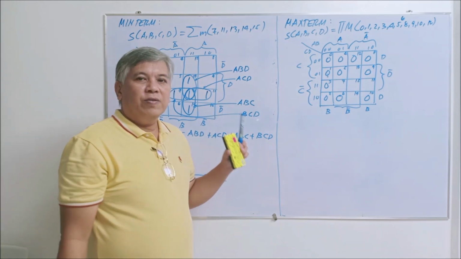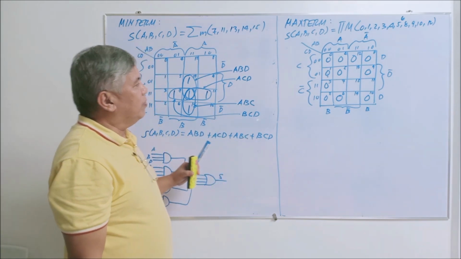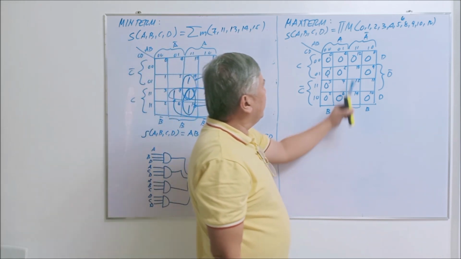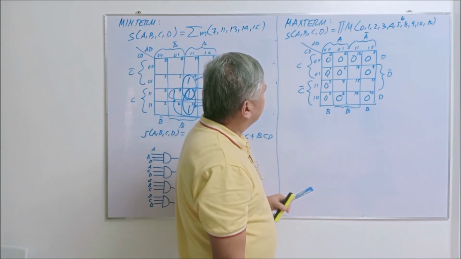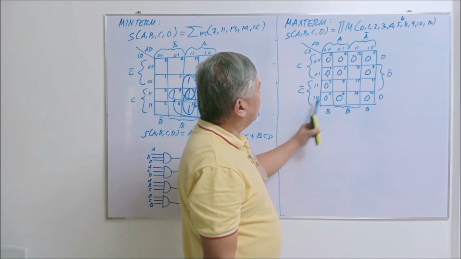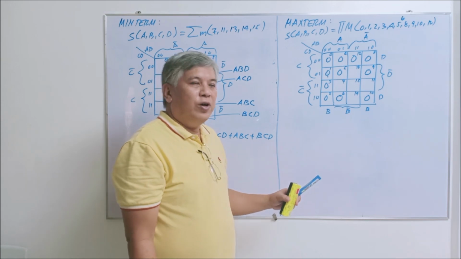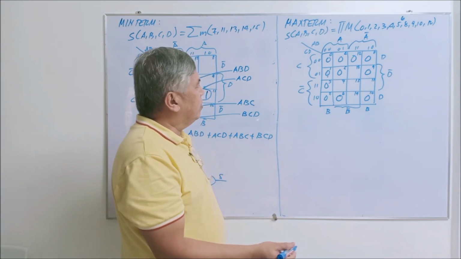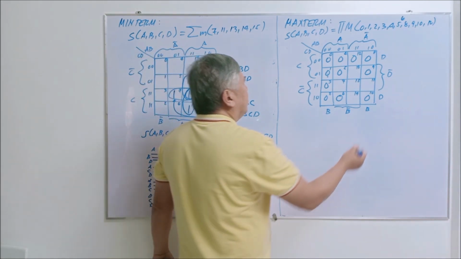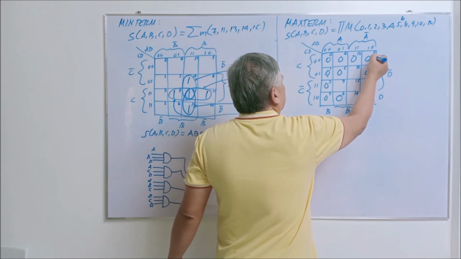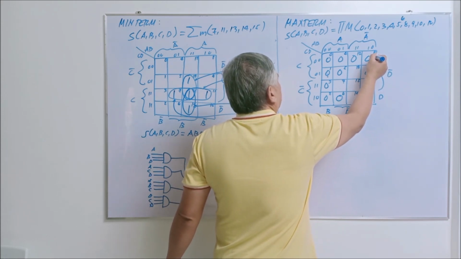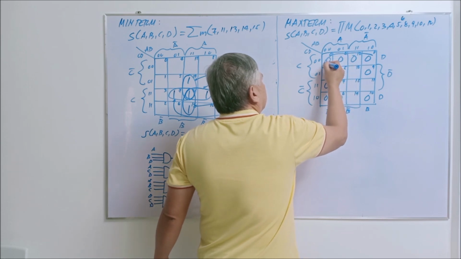8, 4, 2, 1. So we try to find 8 adjacent cells. Do we have any? I think there are no 8 adjacent cells, no? So we go to 4 adjacent cells. Now, by 4 adjacent cells, there are some, no? So this one, this is 4 adjacent cells in line.